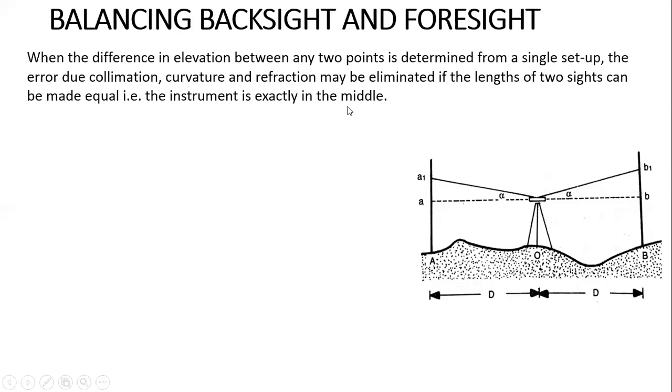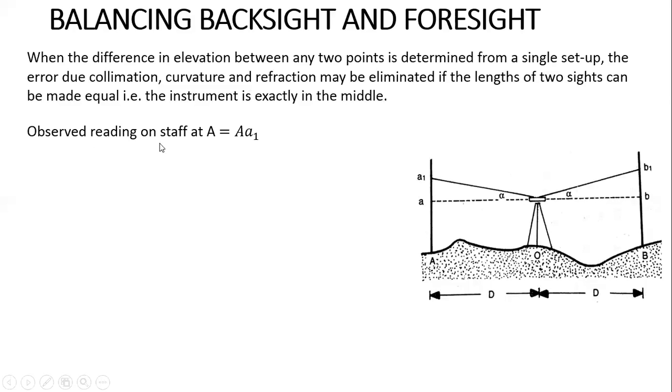Whatever errors there are, I told you that there are three types of error: due to curvature, due to refraction, and the collimation. So the error in the staff reading due to these three effects will be eliminated if you put your instrument exactly in the middle. How is it removed? So we'll discuss now.